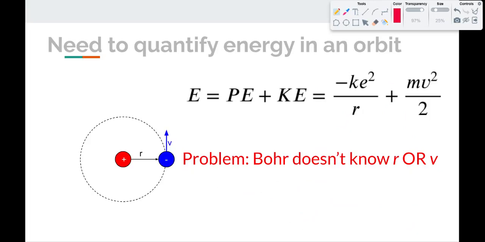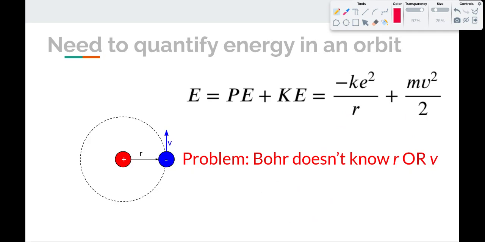So then if you add the positional energy and the kinetic energy together, you get minus ke squared over r plus m v squared over 2. But there's a problem, and that problem is that Bohr doesn't know two of the things in this equation. He doesn't know the radius of these orbits, and he also doesn't know the velocity that they're going to be traveling with.